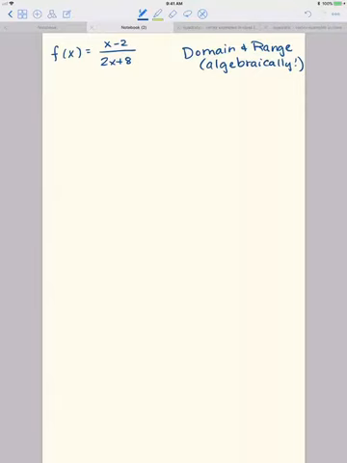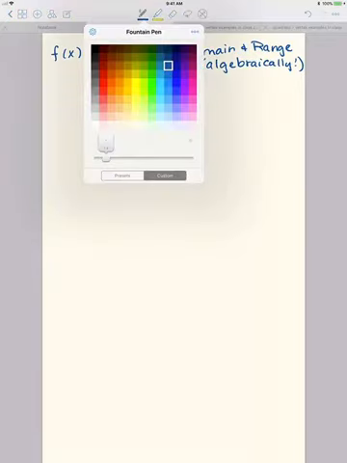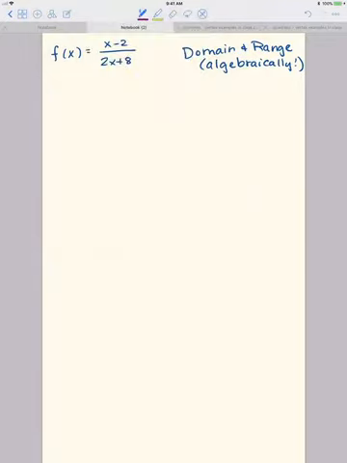This problem will look at finding the domain and range of a function, but try to focus more on the algebraic aspect of finding those. So to begin with, we'll do domain.